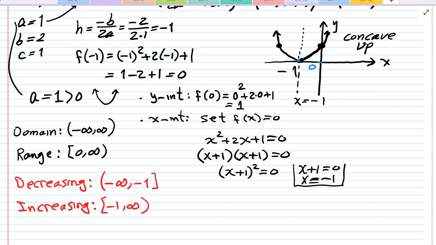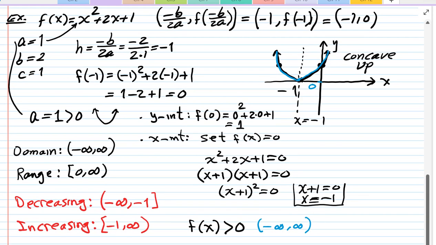Where is the function positive or negative? Let's do that also. f of x is greater than 0. Now, f of x is y. y is greater than 0. Well, if y is greater than 0, that means the graph sits above the x-axis. And if you look at the graph of this, it's always above the x-axis, right? So the function is positive from negative infinity to infinity. Is the function ever negative? No. So that's it. That would be a complete example of something in this section.